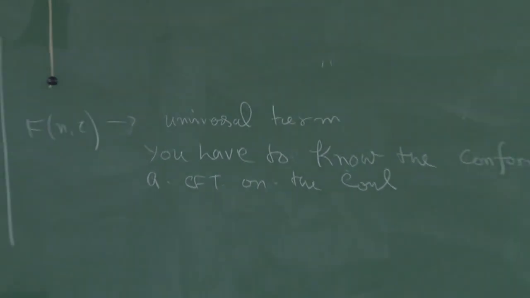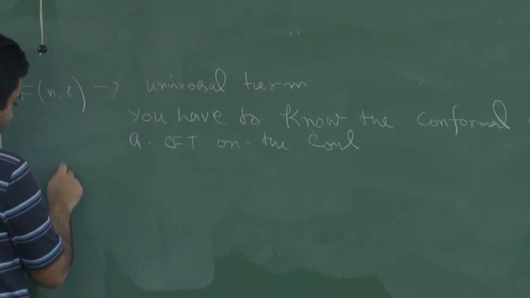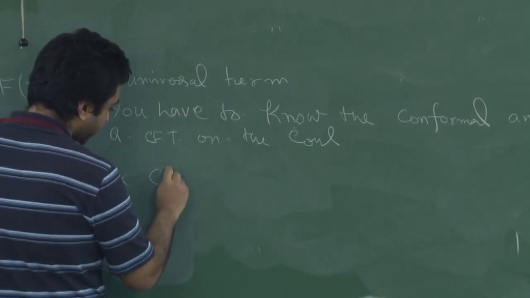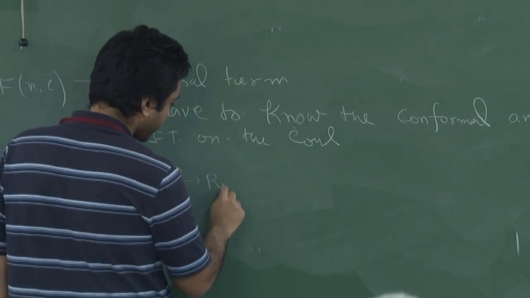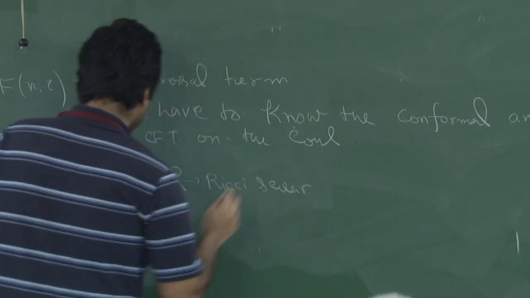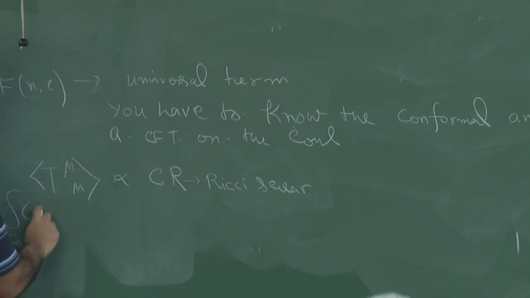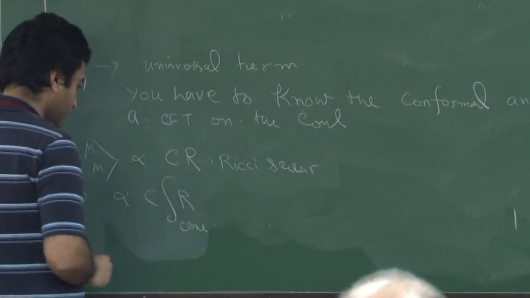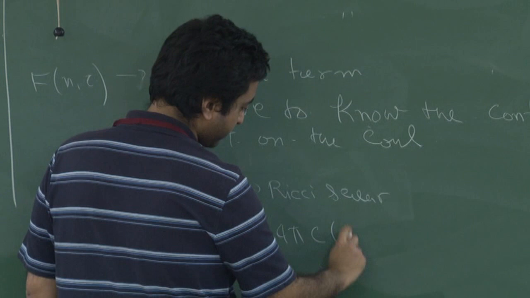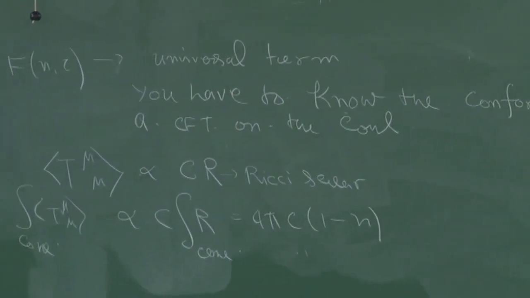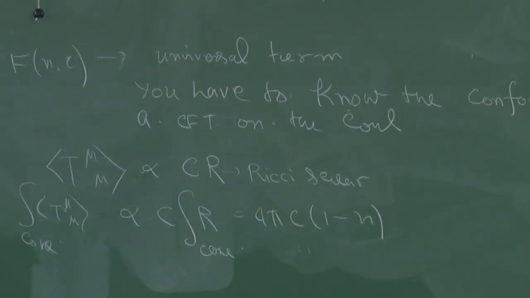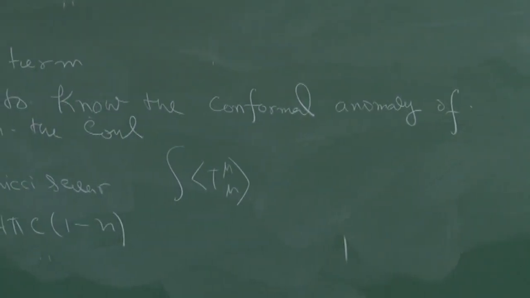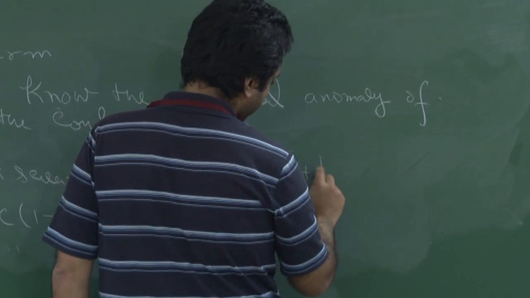Now this expression is actually not the standard expression. We know that in a 2D CFT, we have this, up to something. This is actually C times R, where R is the Ricci scalar. So you will expect that on the cone, this integrated anomaly, this T mu mu, is just this object CR on the cone, and that gives you 4 pi C times 1 minus n. But that's a wrong answer. Now the correct answer is that if you put a CFT on the cone, what you get is C times 1 plus 1 over n.